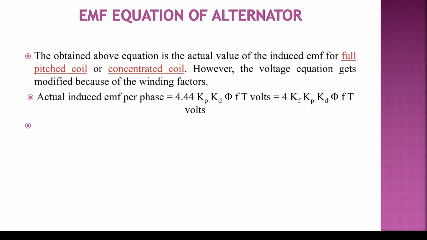Whatever equation we have obtained is the actual value of the induced EMF for a full pitched coil or concentrated coil. But the voltage equation will get modified because of the winding factors. So actual induced EMF per phase will be equal to 4.44 Kp Kd 5 f T volts, or it can be written as Kf Kp Kd 5 f T volts.